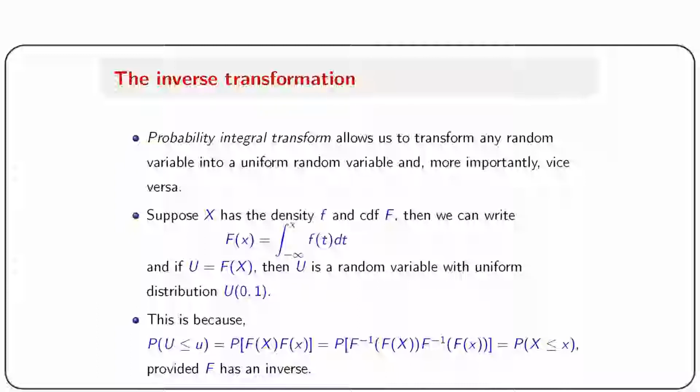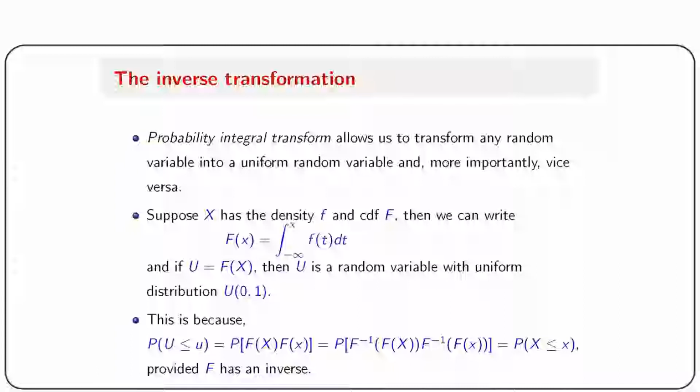Here the probability integral transform allows us to transform any random variable into a uniform random variable, and more importantly vice versa. Suppose X has the density small f and CDF capital F, then we can write F(x) equals the integral from minus infinity to x of f(t) dt. And if U equals F(X), then U is a random variable with uniform distribution on (0, 1).